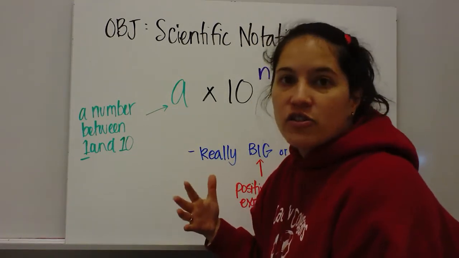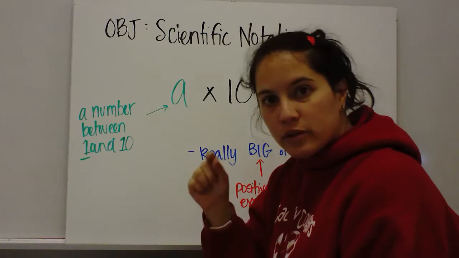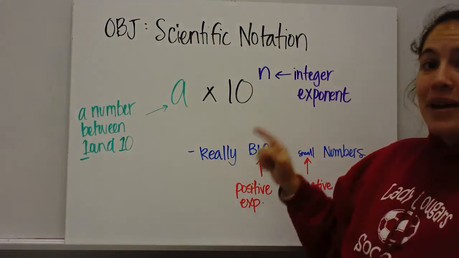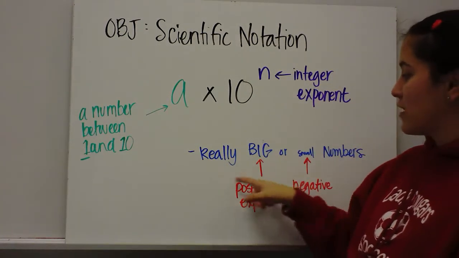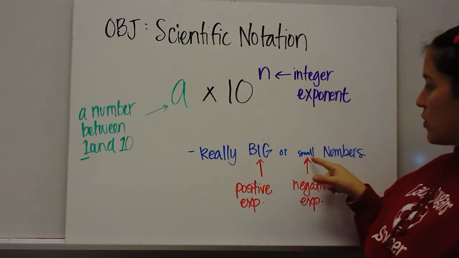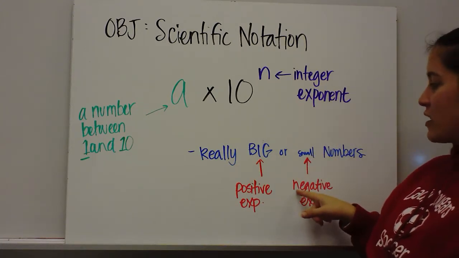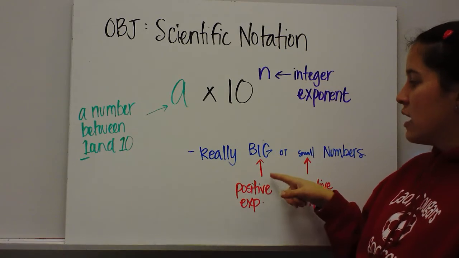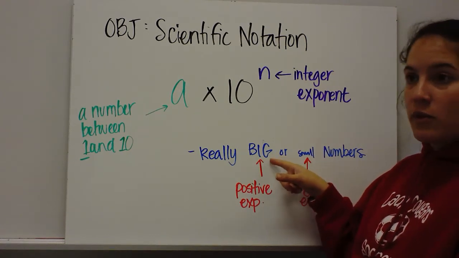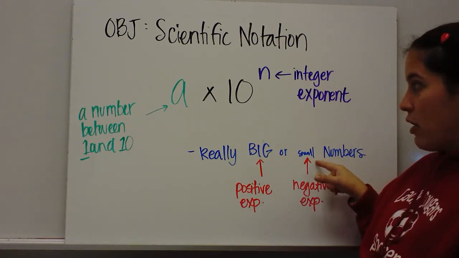And scientific notation is used for really, really big or really, really small numbers. If it's a really big number, it's going to have a positive exponent. If it's a really, really small number, it's going to have a negative exponent. So make sure you write this down, because that's going to be the difference between a really big number and a really small number.